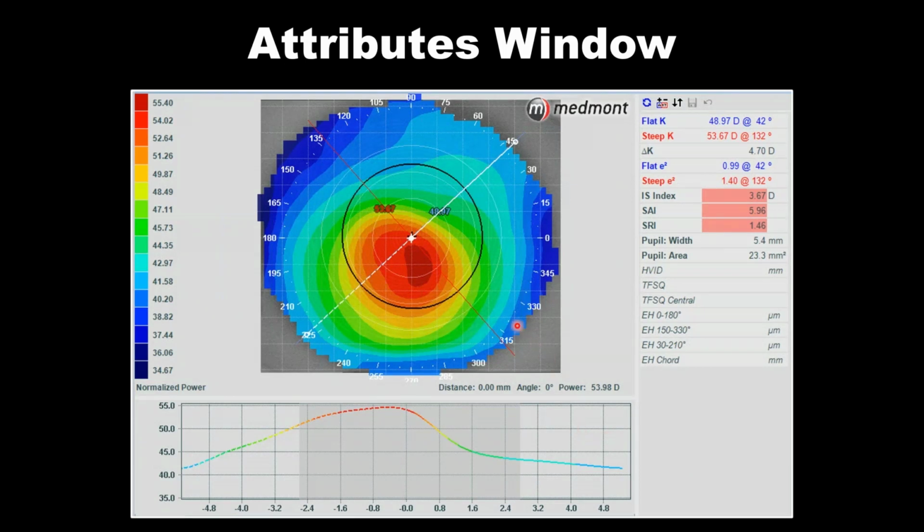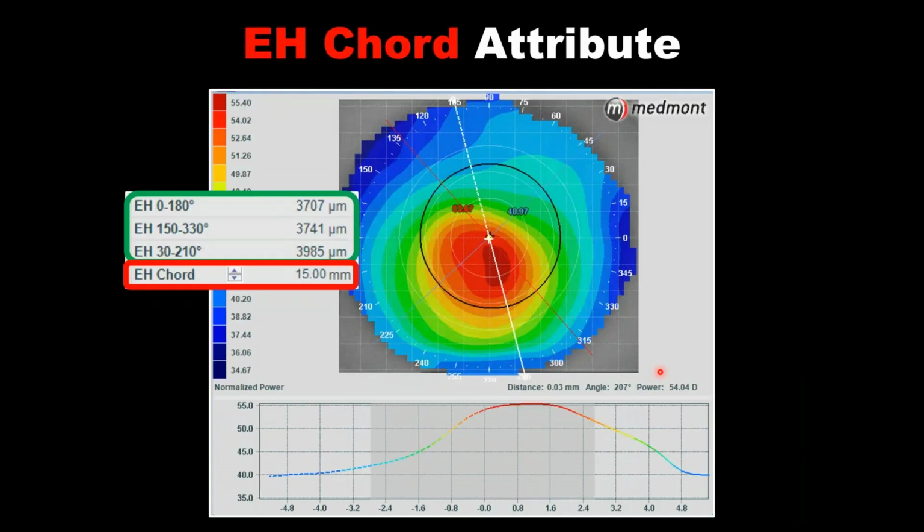Now, when we go to the attribute window with our composite topography, we can go over to these chord attributes. Now, what is this describing? The estimated height is calculating or estimating the height of the anterior chamber past the point of measure. So it's going to use this peripheral angle that it can measure here on these data points to estimate the height of this eye. So I'm using a 16.5 diameter ICD lens that lands at a 15 millimeter chord.